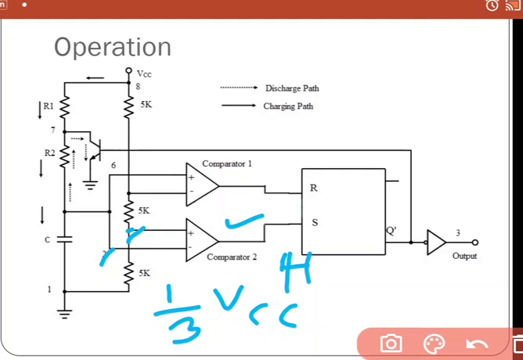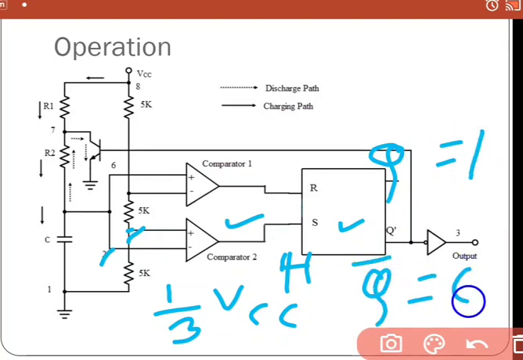So when this H is high, the SR flip-flop will be set as S is high. So it will set, which means Q will be 1 and Q bar will be 0. And when Q bar is 0, that means this BJT base is 0. That means this BJT will be turned off. And when this BJT is turned off, the discharging path is now closed.